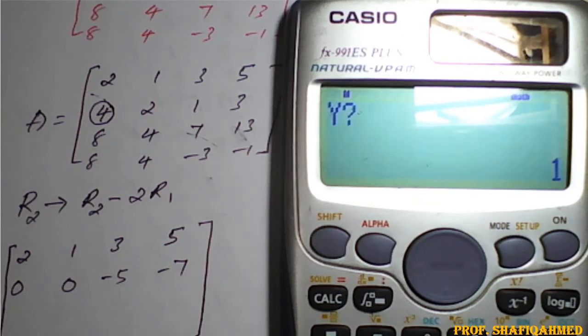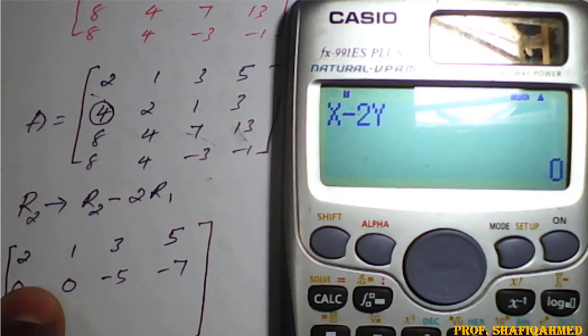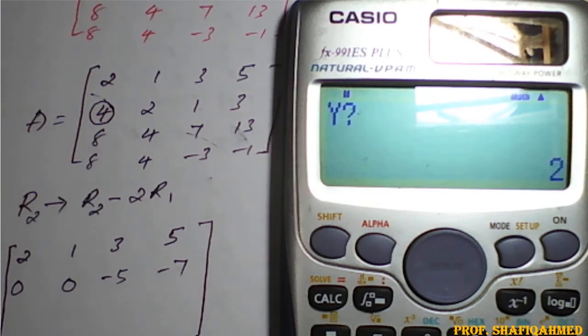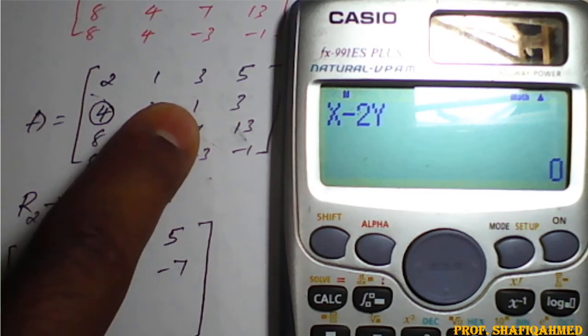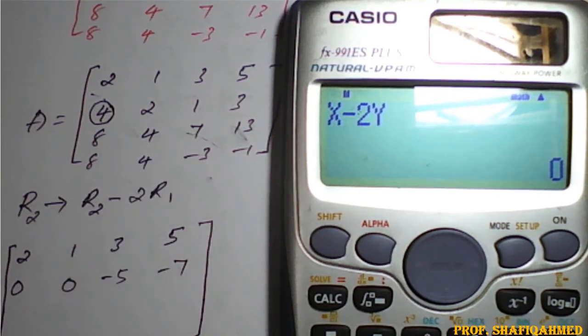X value is 4, then Y value is 2, and you can find the answer is 0, which is matching here. Fine. Next, X value is 2, then Y value is 1, then the answer is 0. You can find here, so the second element value is 0. Next, X value is 1, then Y value is 3. So the answer is minus 5. So that answer we are getting here. Then X value is 3, then Y value is 5. The answer is minus 7. We are getting the answer minus 7.